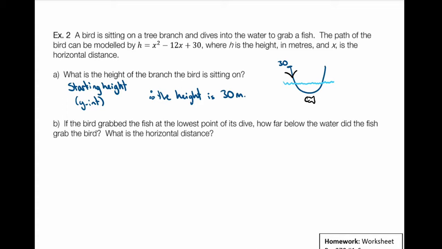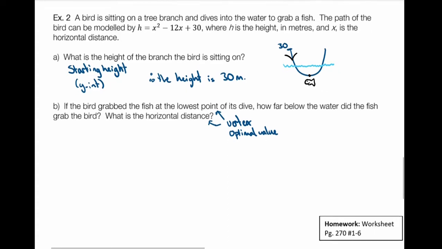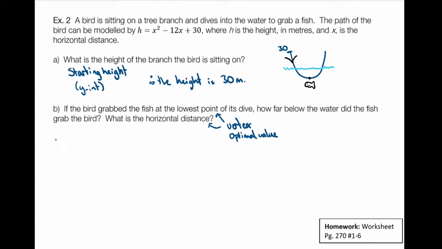We want to know what is the lowest point of the dive. Or in other words, when we're talking about the lowest point, we're looking for the vertex, or more specifically, the optimal value. Right, 'cause remember, the optimal value was your max or min. So that's what we're trying to find, and then same with the horizontal distance. Right, that's coming from our vertex as well. So what we have to do is take our equation and convert it into vertex form.